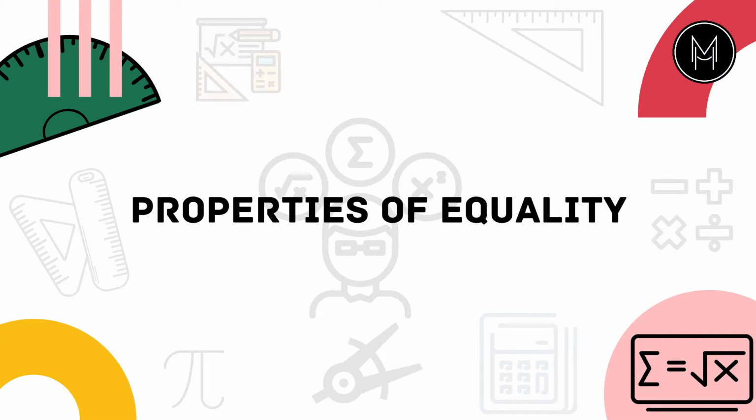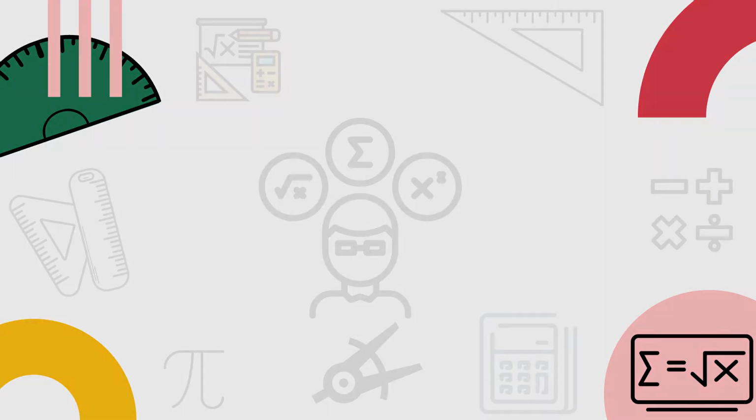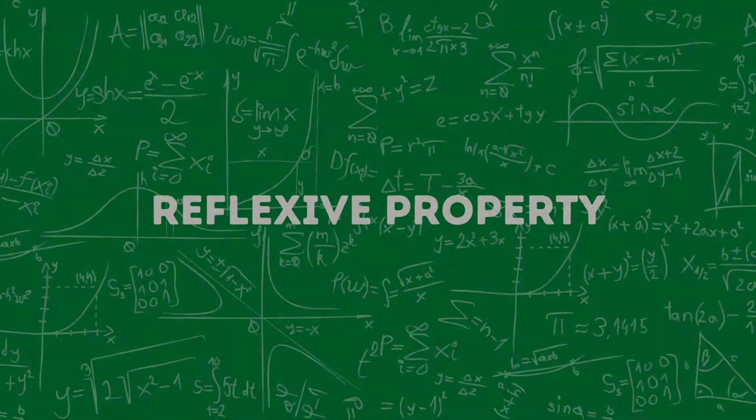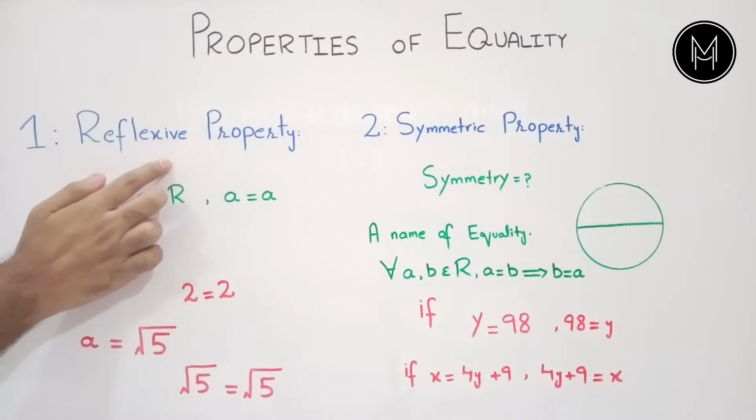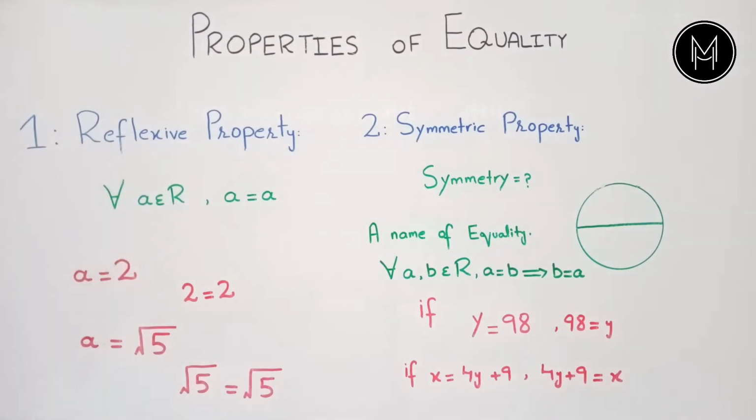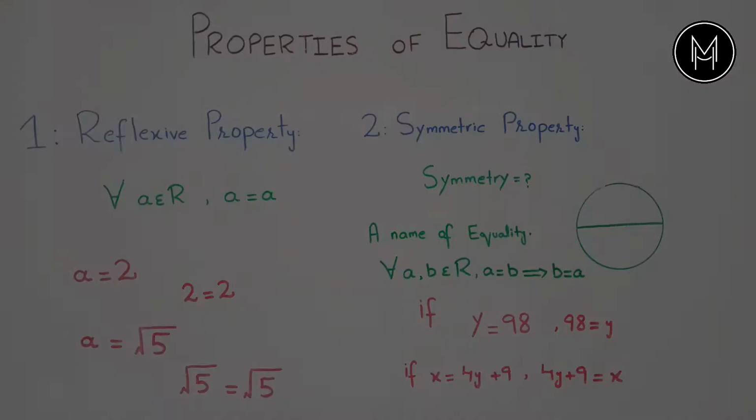After laws of real numbers, today we will talk about properties of equality. The very first property of equality is the reflexive property. It is clear from the name of this property that it relates to the reflection of something. Now, what is reflection? Let me give you some examples of reflection.